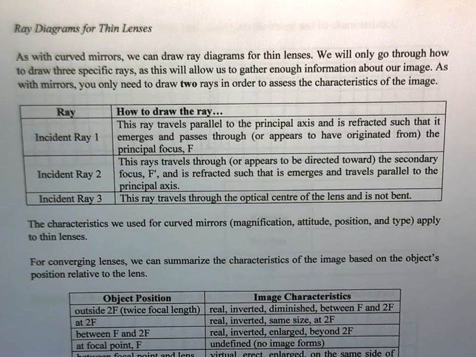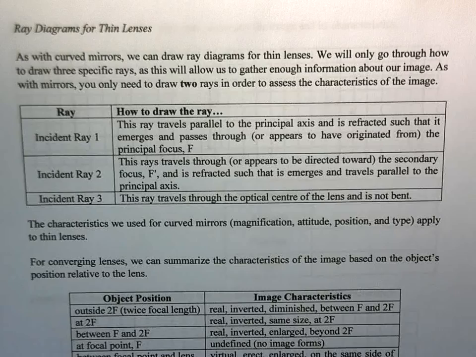So just like with mirrors, what we want to do with lenses to start off with is do this in a non-mathematical or graphical way. So we're going to look at ray diagrams. Similar to with mirrors, we're going to show you how to do three rays. In reality, you only need to really know how to draw two of them, because once you find the intersection of two refracted rays, you will know where the image is formed.